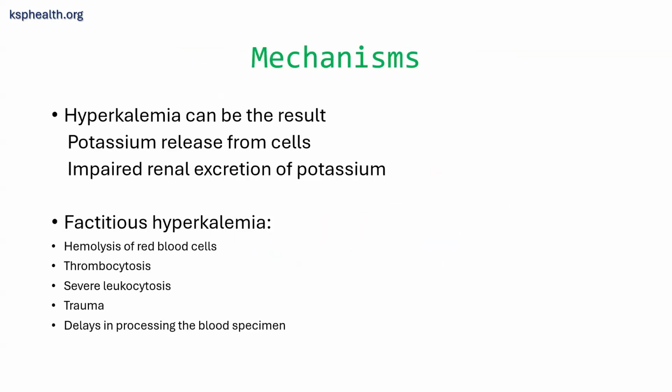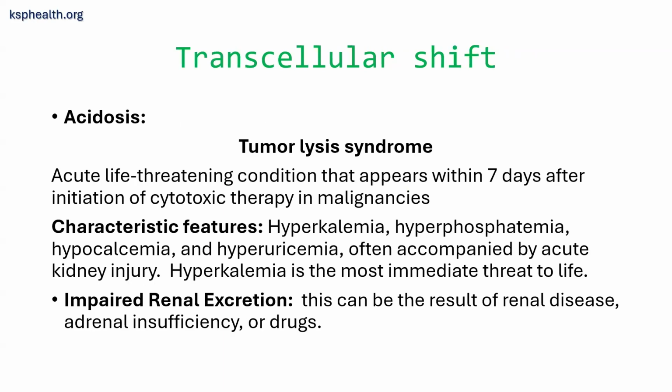Next one is hyperkalemia. Hyperkalemia as a result of potassium release from the cells, transcellular shift, or impaired renal excretion of potassium. There is another category called factitious hyperkalemia that you see in patients with hemolysis, thrombocytosis, severe leukocytosis, trauma, delays in processing blood specimens. Except for delays in processing specimens, trauma like hemolysis during venipuncture, thrombocytosis, severe leukocytosis, I treat them as severe hyperkalemia to avoid the cardiac effects.